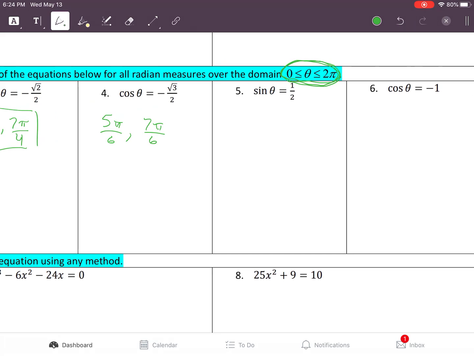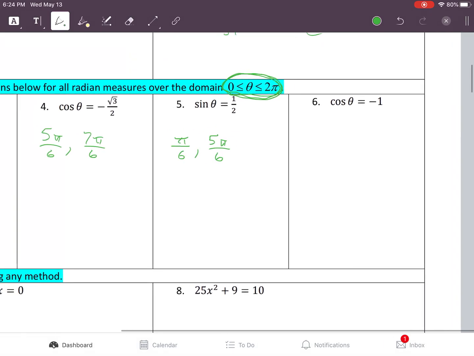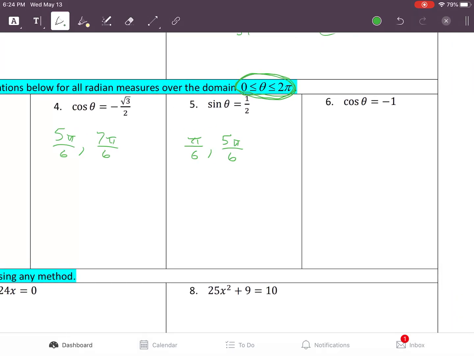For sine of 1/2, the y value that is 1/2, we have pi over 6, and we have 5 pi over 6. And lastly here, cosine is equal to negative 1. So where's the x going to be negative 1? There's only one of them this time. It is pi, and that is it.